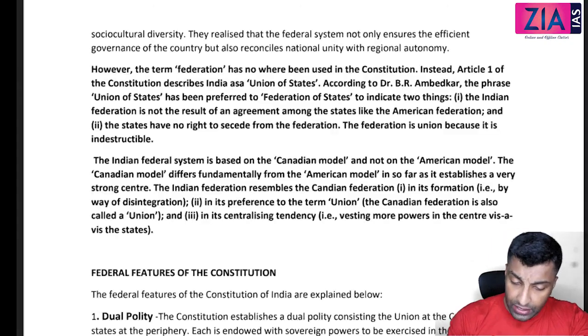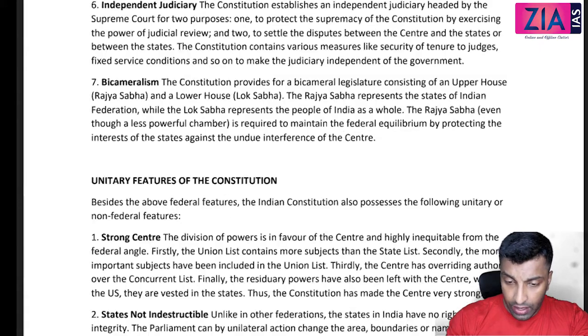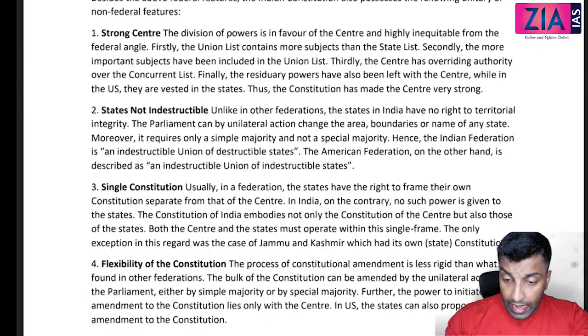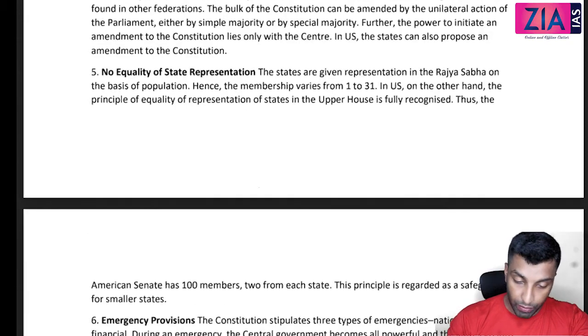So when you see, a lot of things are there, we have to discuss a lot of features, and I think most of them we have covered. Now we will see arguments in favor of unitary. That is again more important, guys.